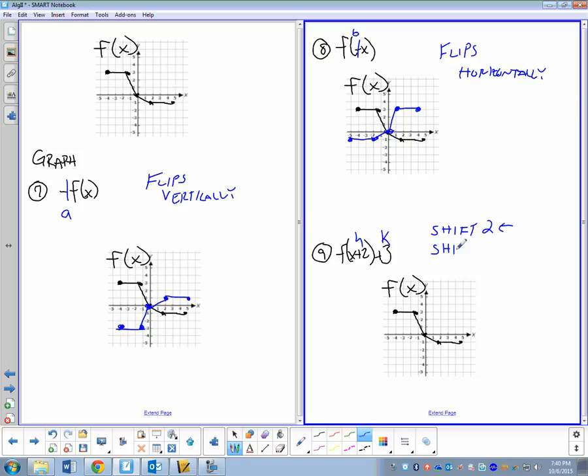K always shifts my graph up or down. This is going to shift my graph 3 up. Well, that's easy, because all that means I need to do is take each of these points and shift them 2 to the left and 3 up. So I'm going to take this point, go 2 to the left, and 1, 2, 3 up.